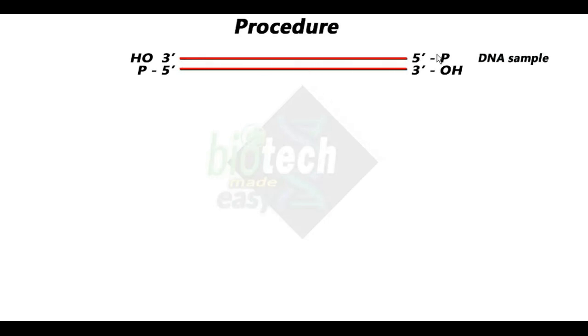Now we'll talk about the procedure. First of all, you must have a DNA sample for which you want to know the sequence. Here you can see the DNA sample, which has a 5' and 3' end. The important thing is that at the 3' end there is always a hydroxyl group, and at the 5' end there is always a phosphate group. I have shown just one molecule out of the DNA sample. From this DNA sample we'll find out the base sequence.